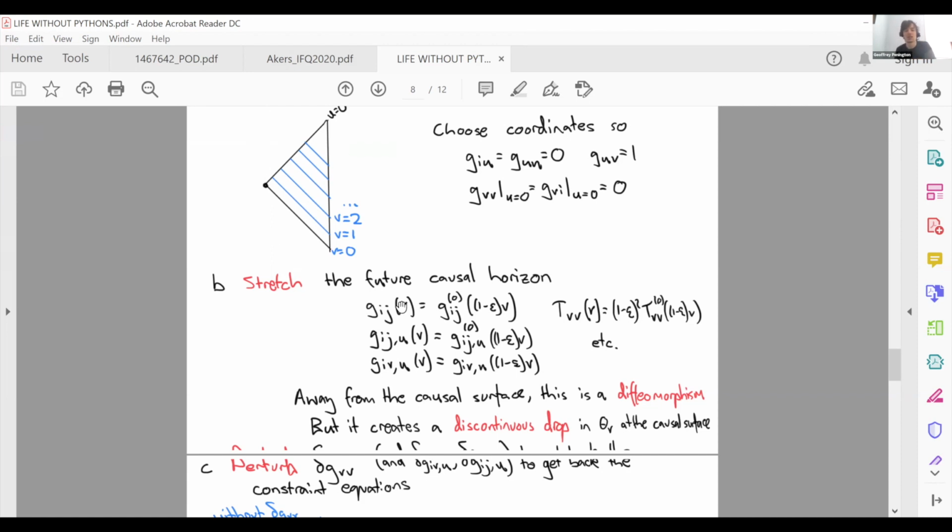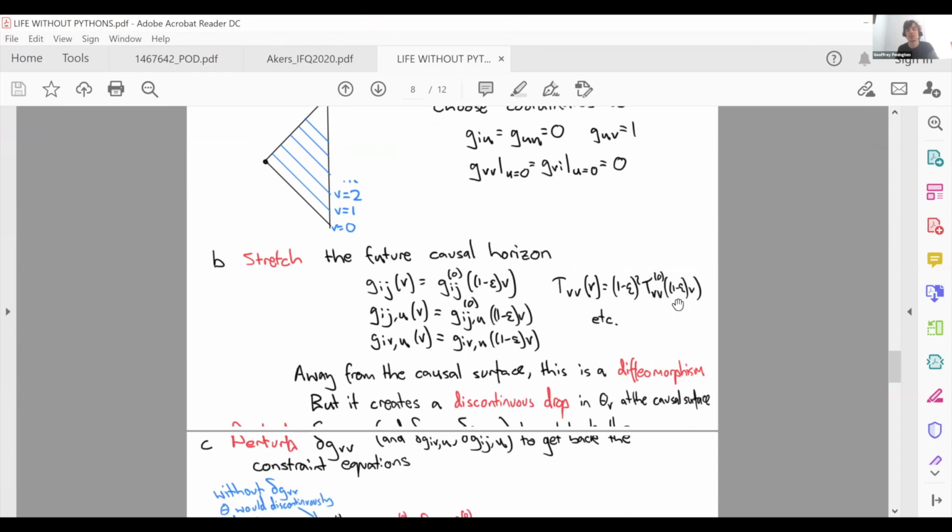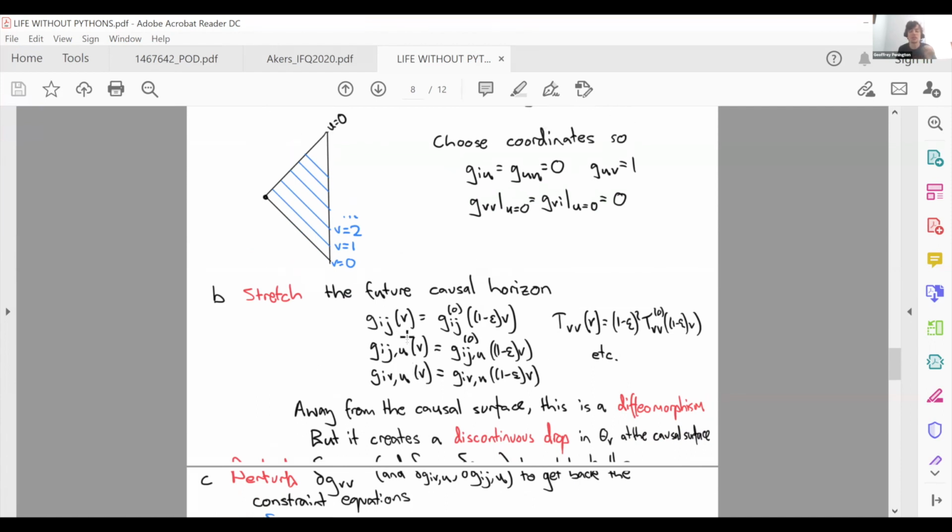So formally, our new metric on the future horizon is just going to be the old one stretched out by some factor of 1 minus epsilon. This also stretches out the null energy falling in by a smaller amount. So if this is all we did, then it would just locally be a diffeomorphism away from the causal surface.